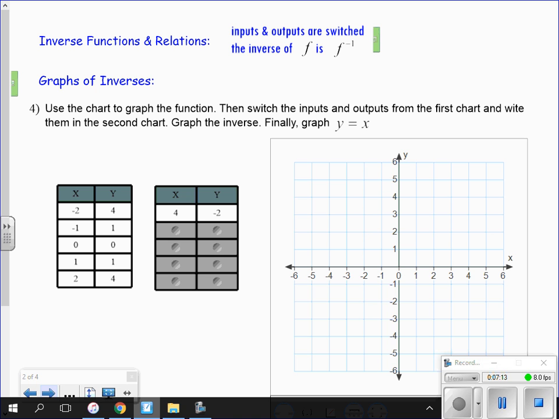Notation. The inverse of a function f is f inverse. We put a little negative one on top. Okay. Does not mean it's one over that. When you're talking about functions, inverse functions, the negative one does not mean one over that.